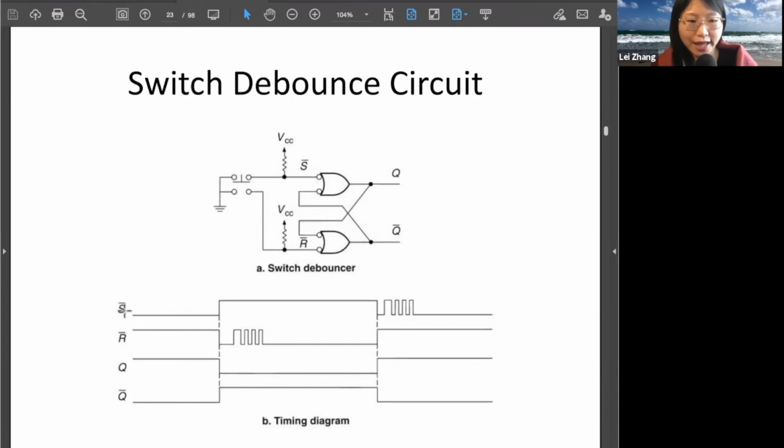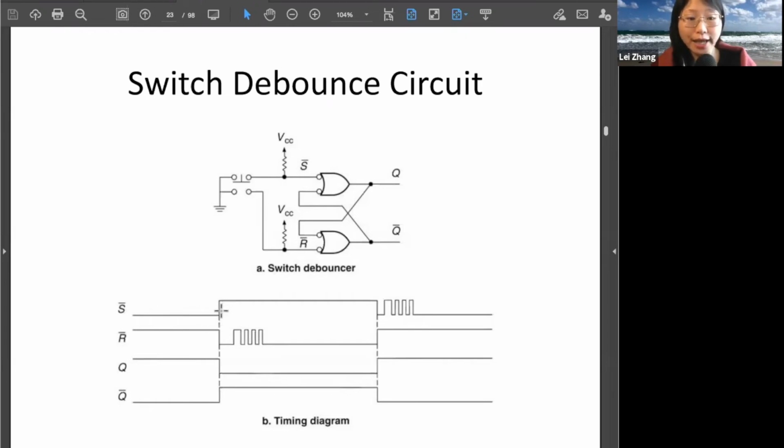For the S and R inputs, at the beginning S0 is 0 and R0 is 1, so that generates a high output. So what state is this for the latch? S0 is active low. That's why S0 equal to 0 indicates the set state for the latch, so that sets the output to 1. So the output Q is 1.